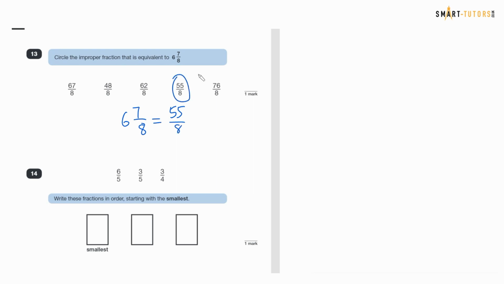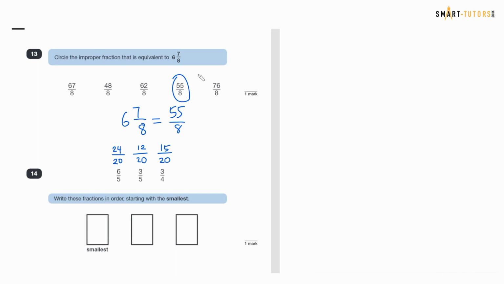Question number 14. So this is a fraction question. So I would recommend changing all the denominators to the same number. So you should try to do the LCM, the lowest common multiple possible, which is 20. So there's 2 denominators that are 5 here. You need to times them by 4 and also times the numerators by 4, which is 3 times 4 is 12 and 6 times 4 is 24.